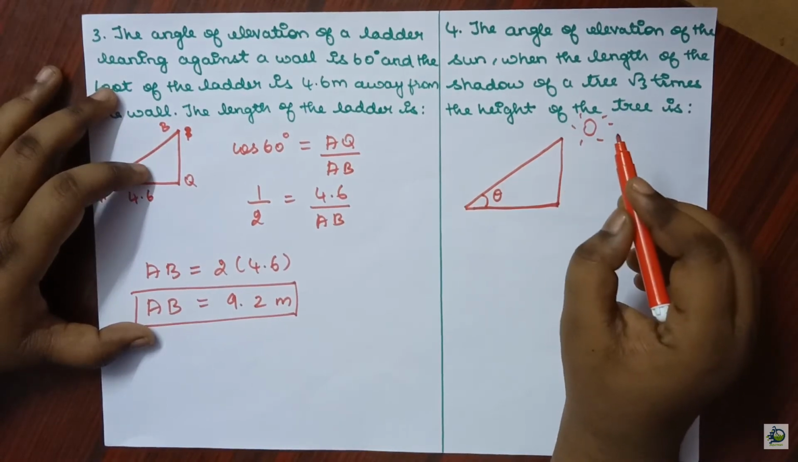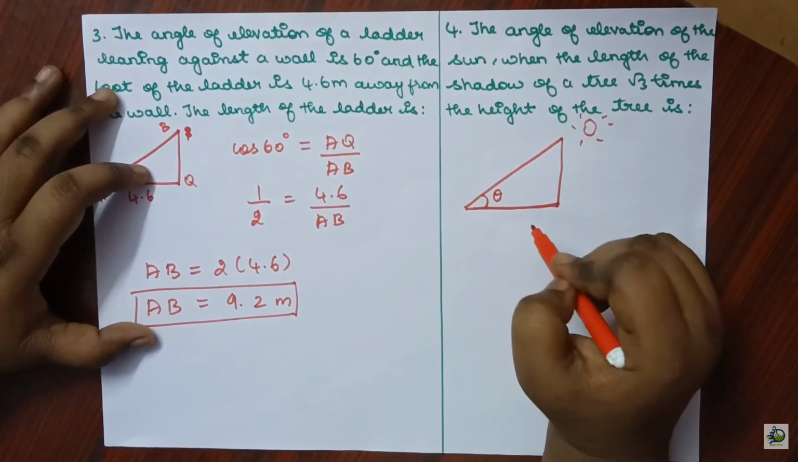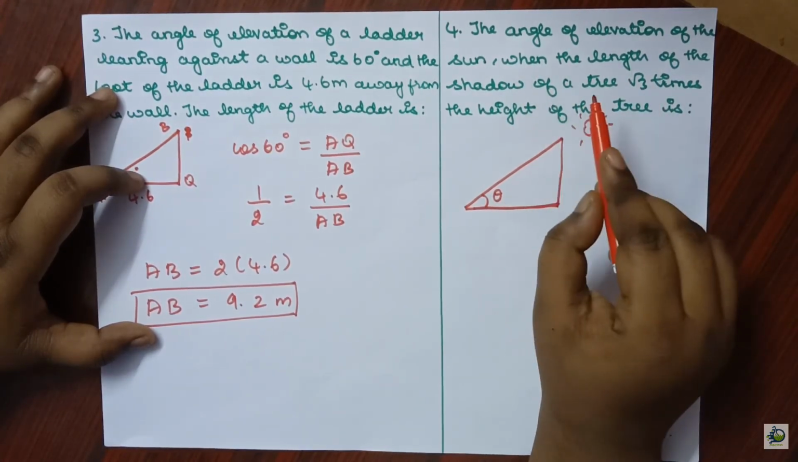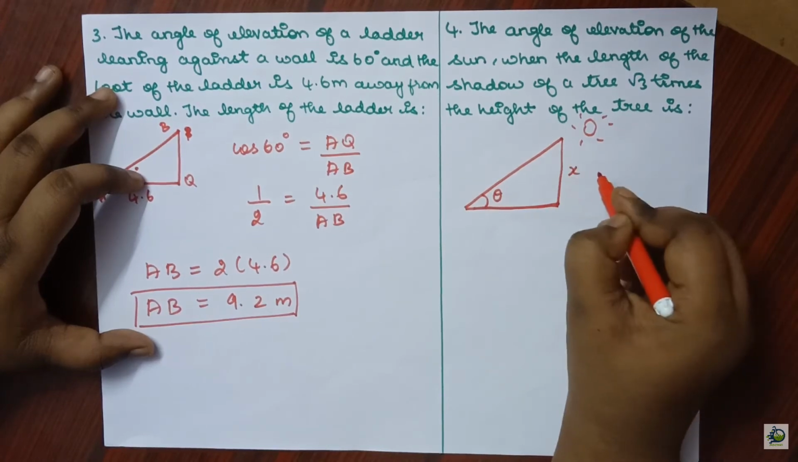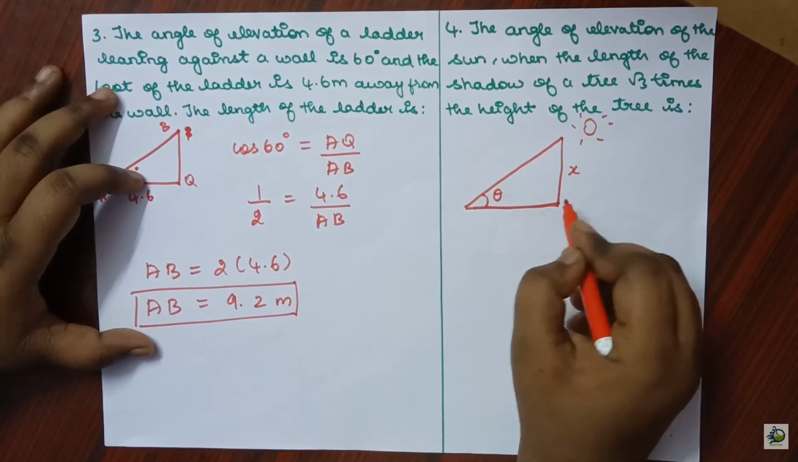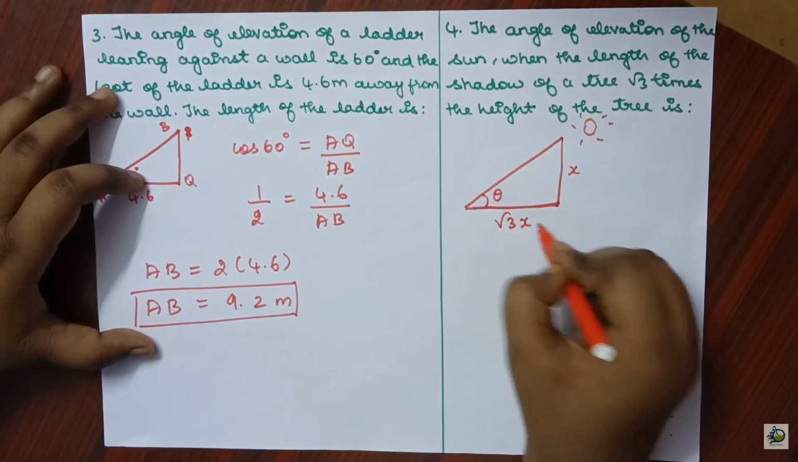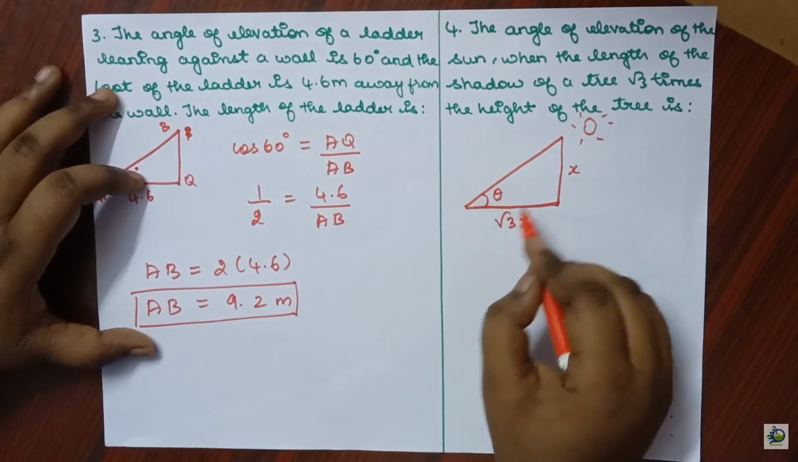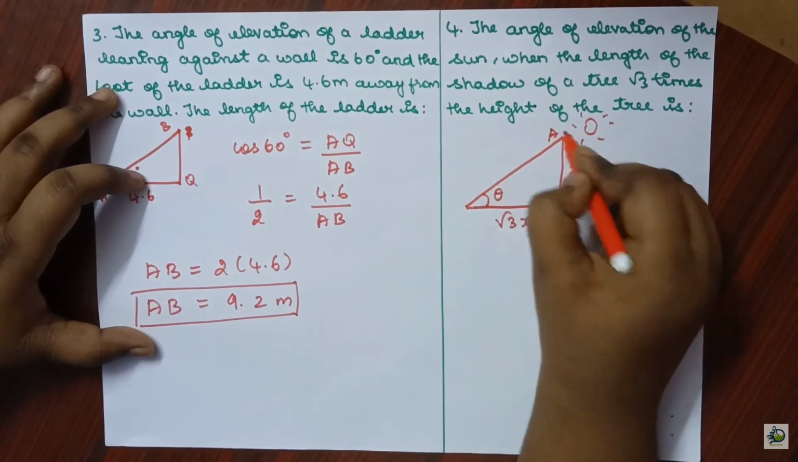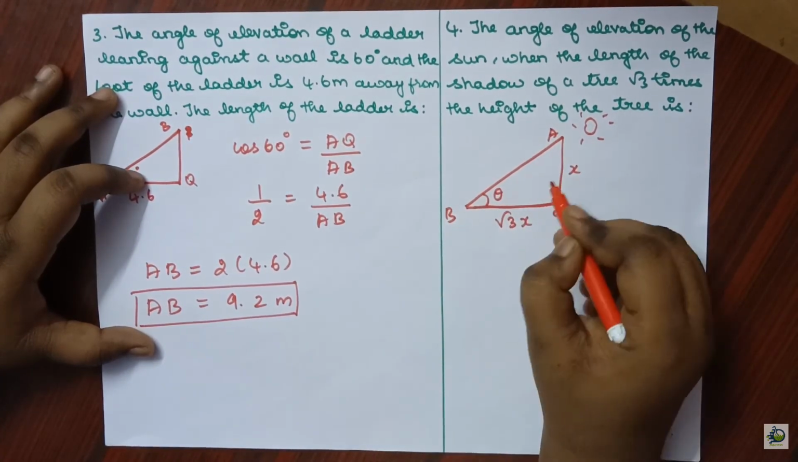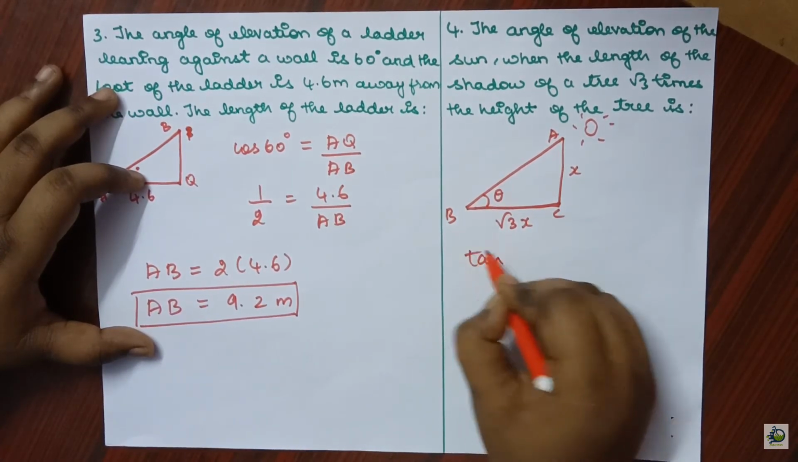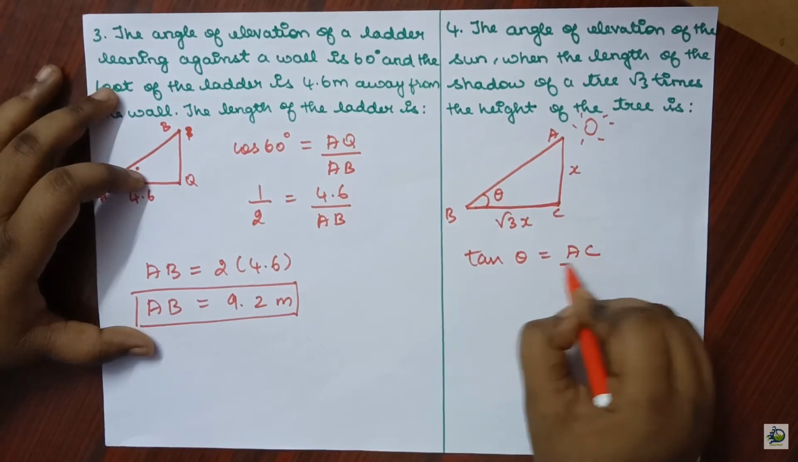Okay. Here you have to note that the shadow is root 3 times the length of the tree. I don't have the length of the tree here, so I am considering it as x. So obviously the shadow on the ground will be root 3x. Okay, I have to find the theta value. Here I will consider the triangle as A, B, C. It involves opposite and adjacent, so obviously I will be going with tan theta. So tan theta is nothing but AC by BC.